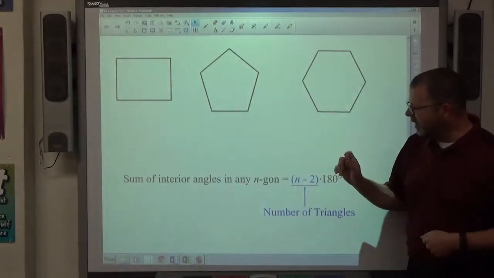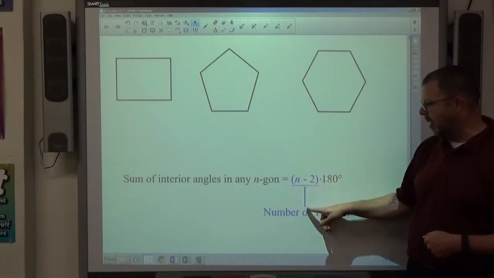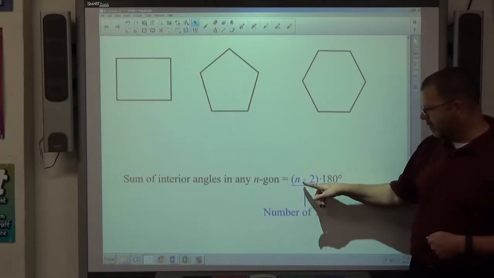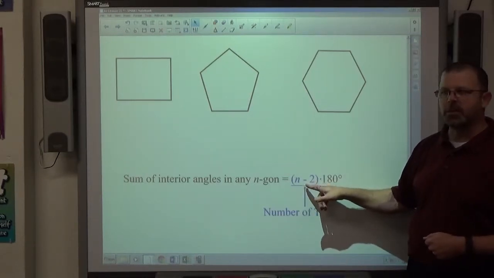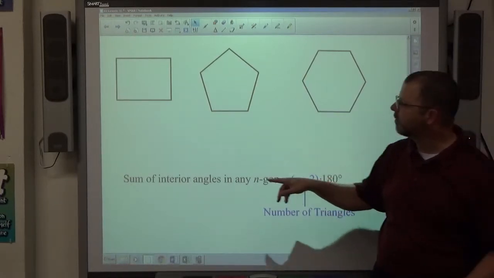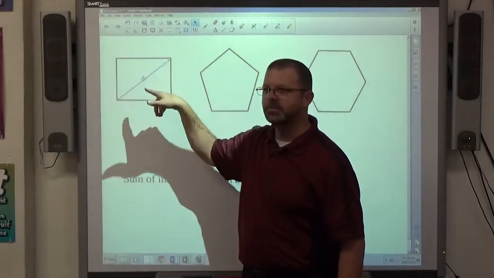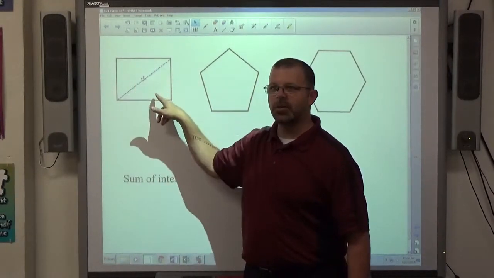What it tells us is the sum of the angles in any polygon is the number of triangles in the polygon times 180. And what I'm inferring here is that the number of triangles in any polygon is two less than the number of sides. Let's take a look. This is a rectangle. If I draw on this diagonal, I'm looking at two triangles, right?